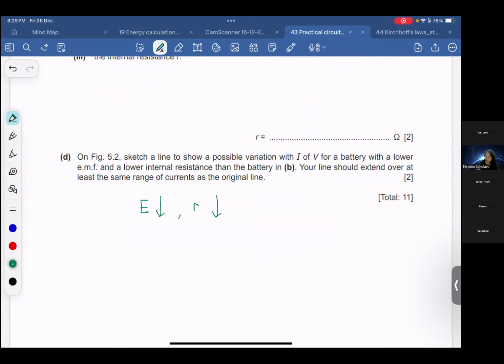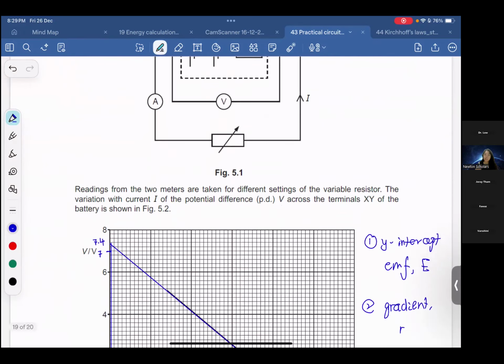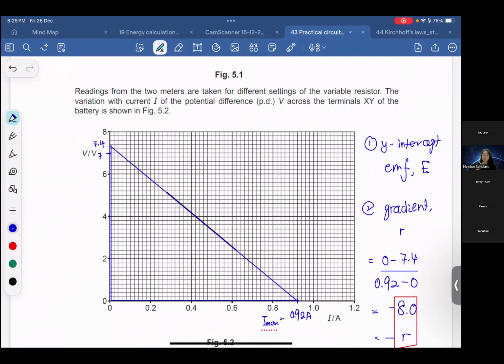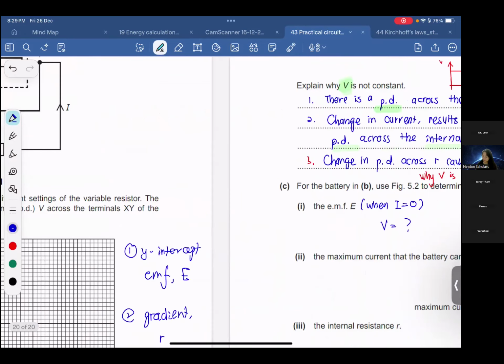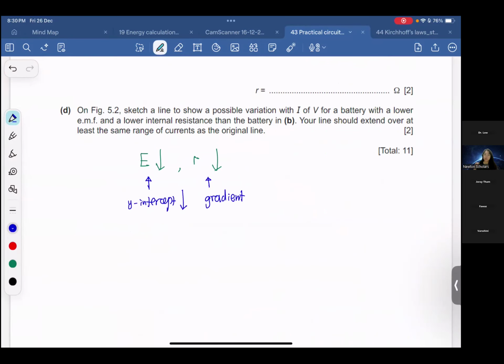Okay, so from the graph, EMF, how do I know? Y-intercept. Internal resistance, how do I know? Gradient. So EMF smaller means your y-intercept also has a lower value. Here is 7.4, so your new line should be less than 7.4 because right now you're having a lower EMF. Next, internal resistance is represented by the gradient. So internal resistance lower, so your gradient should be lower.